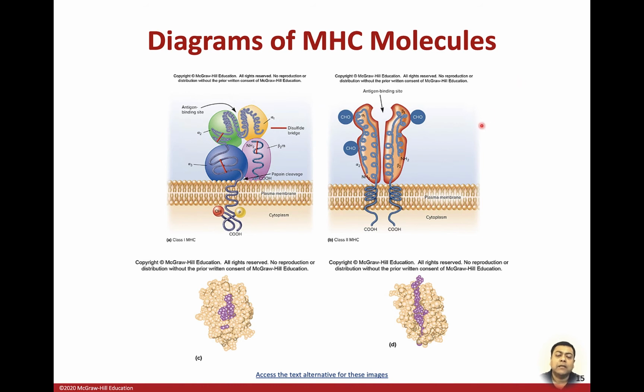The second thing that you have is the MHC2. This is also a heterodimer with two distinct proteins.